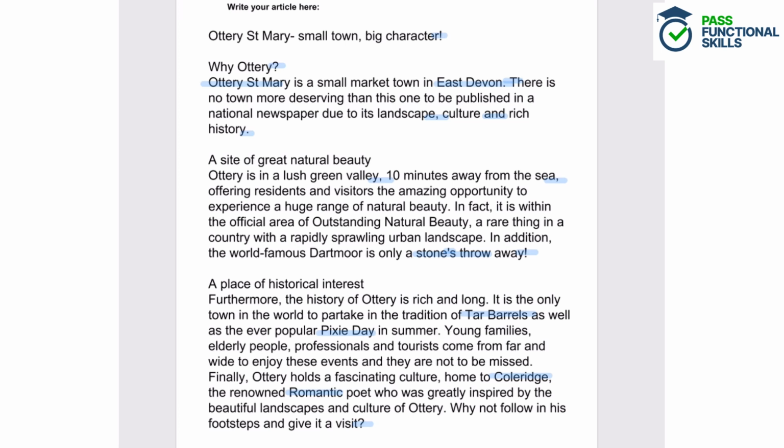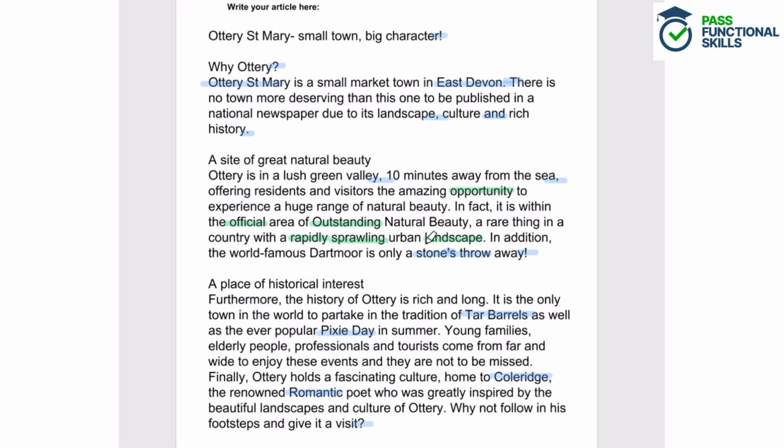We also need to consider spelling. So you'll need to spell words correctly in your answers. And you need to try to include some trickier, more specialist words. So for example, we have opportunity, and we've got words like outstanding, official, and also rapidly and sprawling and landscape. So we've got loads of different words that might be slightly trickier to spell and words that are associated with the topic given in the question.